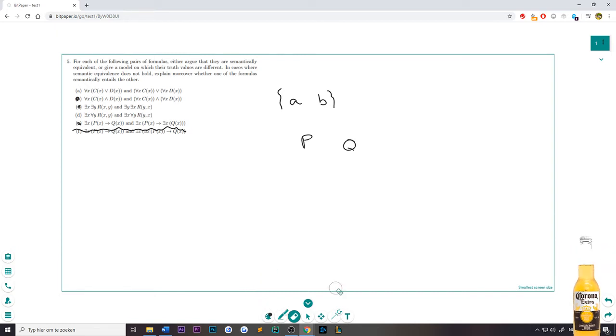So the thing is, you can have multiple models, but the main takeaway for this question is: two formulas, or two predicates, are semantically equivalent if and only if they hold in all the same models, right? If a model holds for the first one, then the model also holds for the second one if they are semantically equivalent. If they are not equivalent, then we can find some model in which one holds but the other does not.